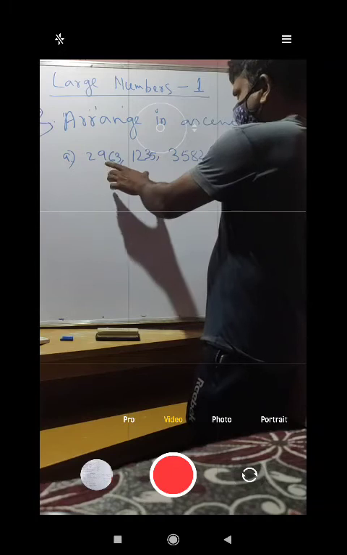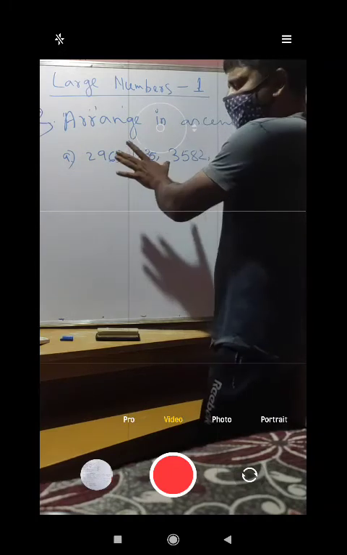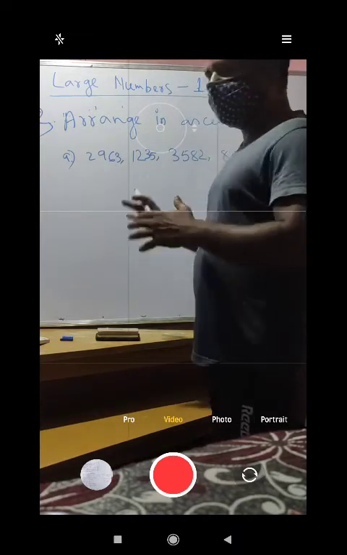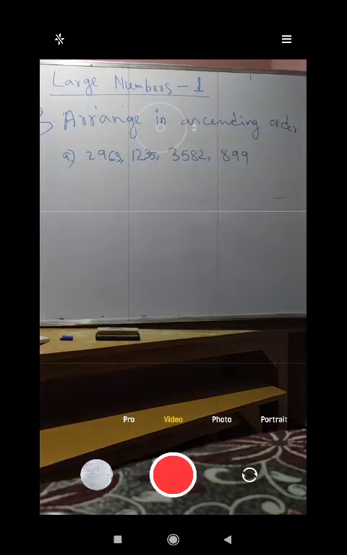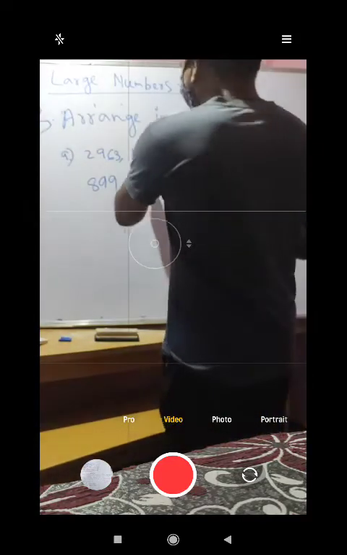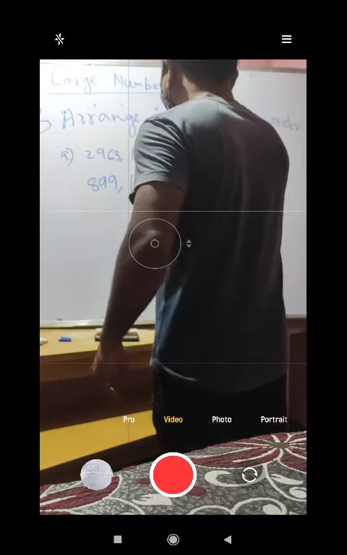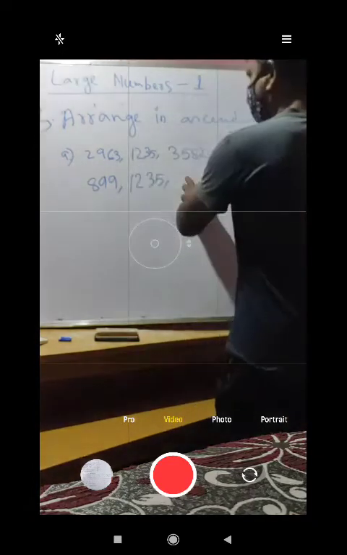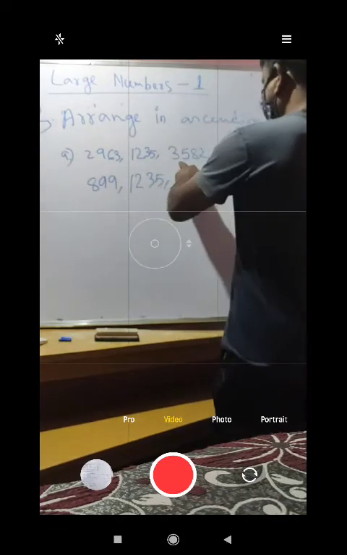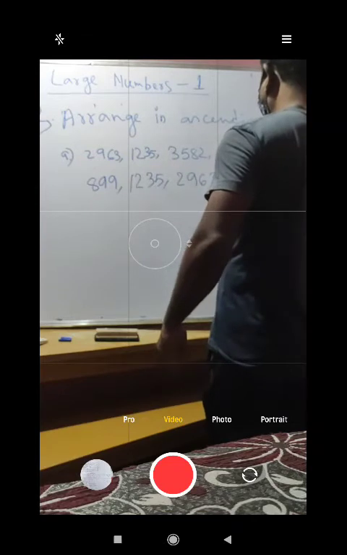So you'll have to take these 4 numbers. Among these you'll have to arrange these different 4 numbers from small to big. That is called ascending order. Fine. So how will we do this? So as we know already, ascending order. So 8, 9, 9 first. That means it is the smallest one. Next will be your 1, 2, 3, 5. Next will be 2, 9, 6, 3. And the last one will be 3, 5, 8, 2.